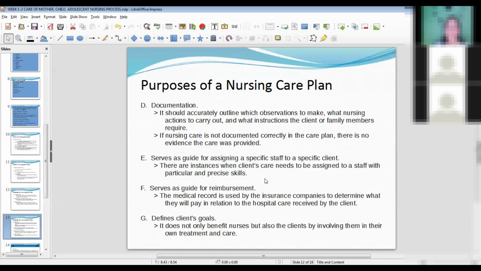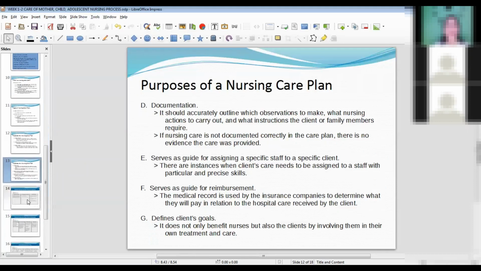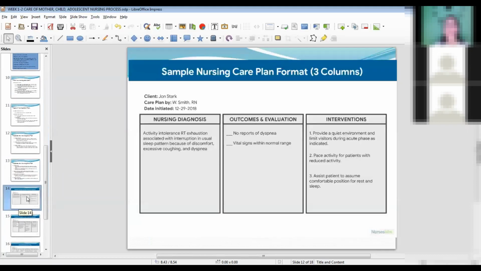And then we have, it defines client's goals. So it is not only us nurses who formulate the goal. This is a collaboration between the nurse and the patient. So our patient has the right to choose or the autonomy to decide. So defines client's goals. It does not only benefit nurses, but also the clients by involving them in their own treatment and care. Okay, so we have here examples of nursing care plan.